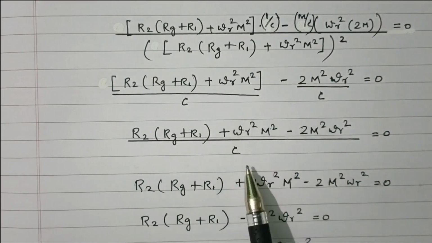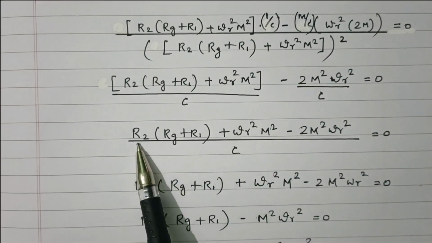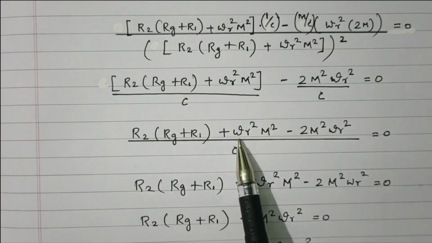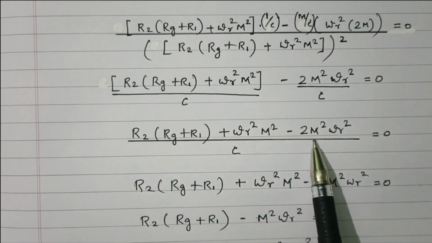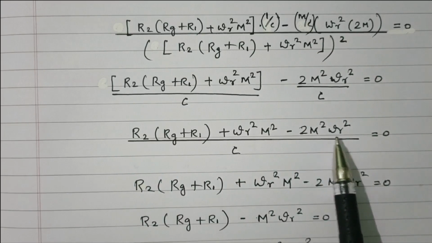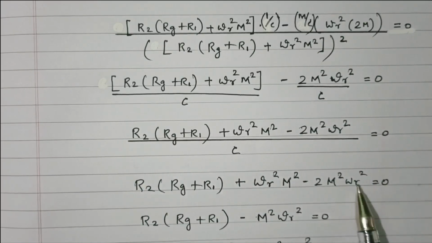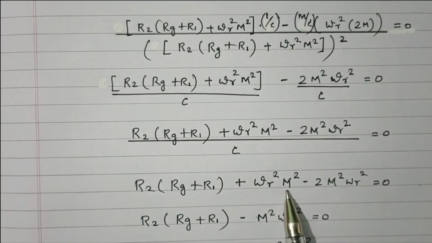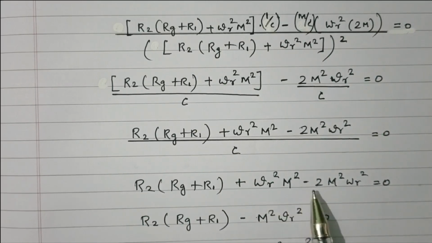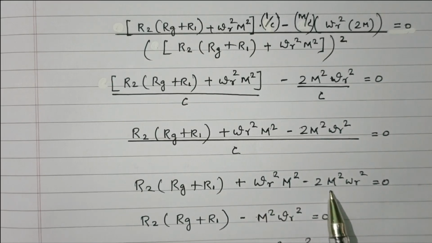The C is common, so we will take the LCM. So R2 of (Rg plus R1 plus omega R square M square) minus 2 M square omega R square. So this C also now becomes 0. Only this term is available. So omega R square M square minus 2 omega R square M square. Both are the same term, 2 times available. So 1 minus 2 is minus 1. So omega R square M square minus 2 M square omega R square is minus M square omega R square. That is equal to 0.